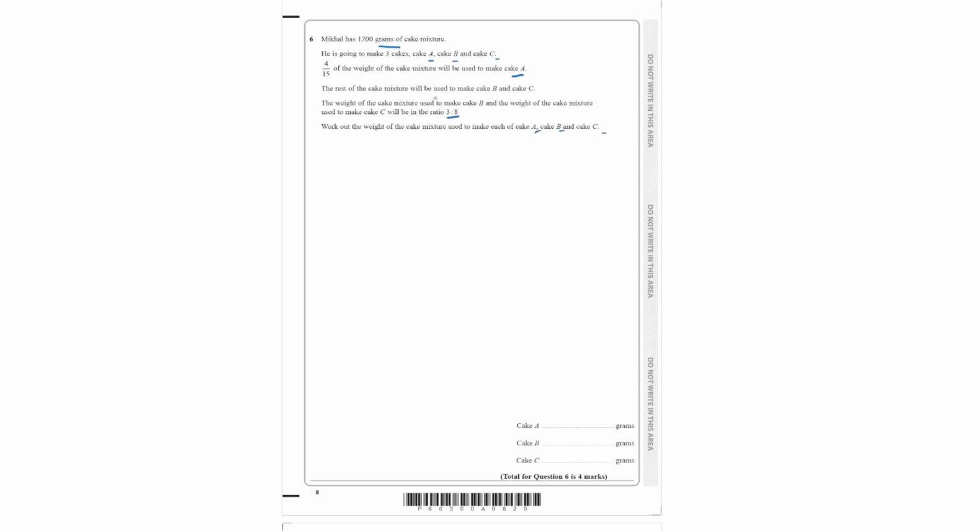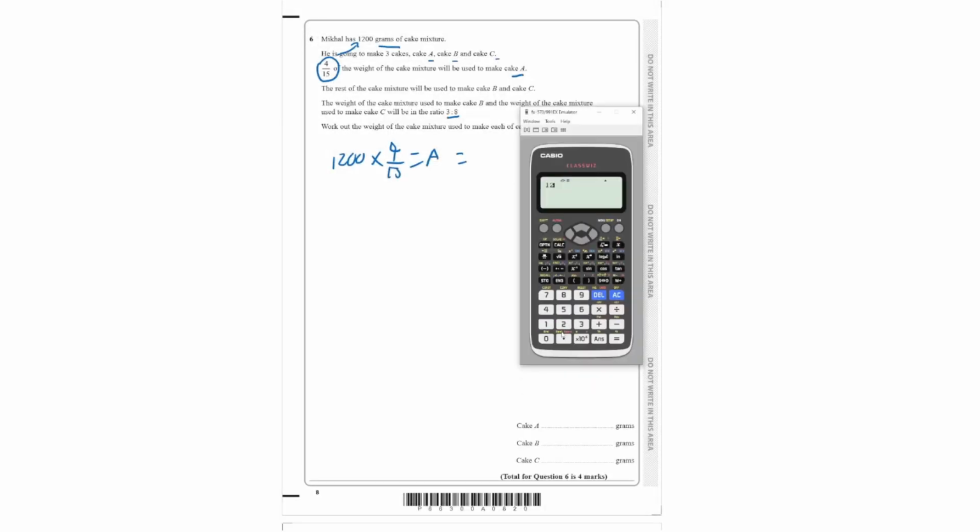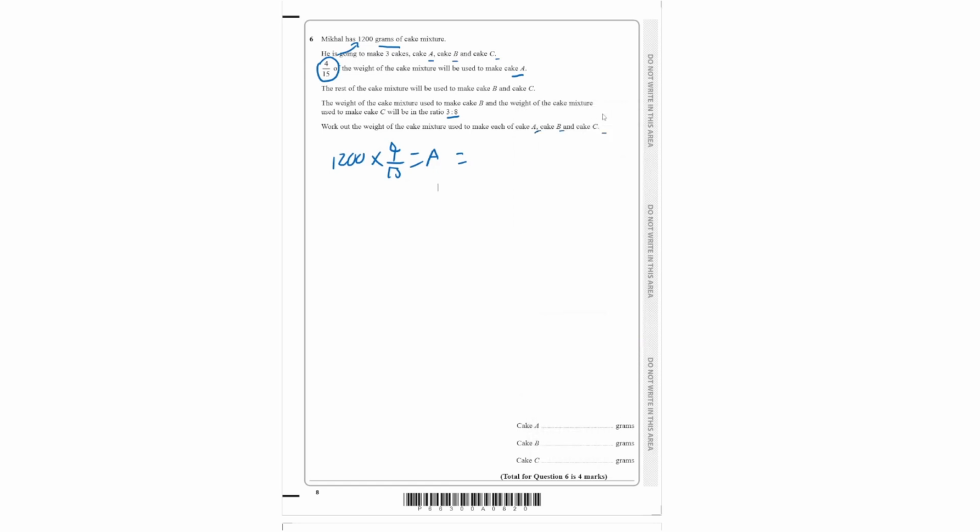So actually, for A, it's already given that 4/15 of the total weight is used. So 1,200 times 4 over 15 gives us cake A. We can actually find this out using our calculator. 1,200 times 4 over 15 gives us 320 grams.